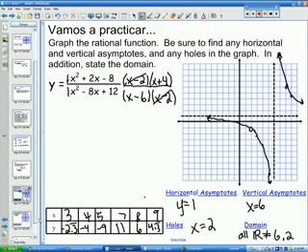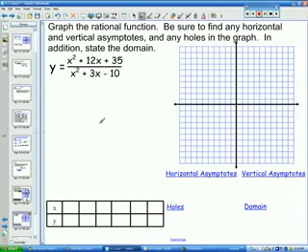Hit pause here for just a couple minutes, and then we'll go over and we'll see if we all got the same answer for this one. Okay, hopefully you've had a chance to do this one on your own. Let's double check. So when you factor the top, you should have gotten x plus 7, x plus 5. And then for the bottom, looks like we get x plus 5, x minus 2.